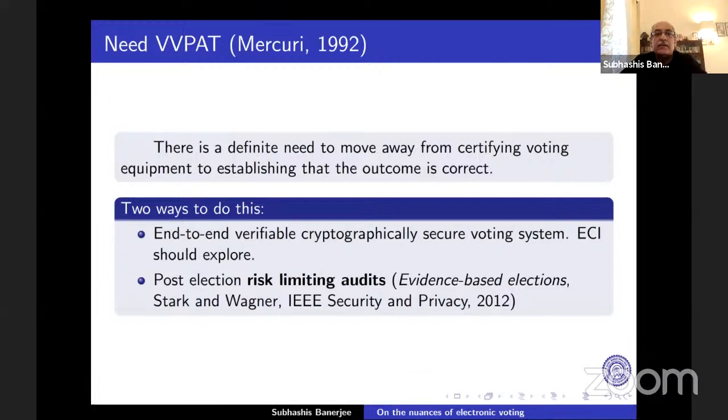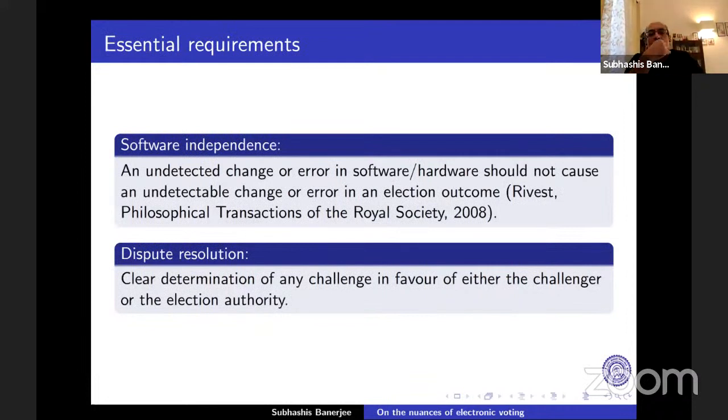So let us examine that a little bit. What are the essential requirements? There are two major desiderata, if I may say. The first one is that the election system should be software independent. This was pointed out by Rivest in 2008. Rivest's notion of software independence is that if there is an undetected change in hardware or software, for example, due to hacking or by any mistake, if a hardware device or the election software functions in a way it is not supposed to, that should not ever cause an undetectable change in the election.